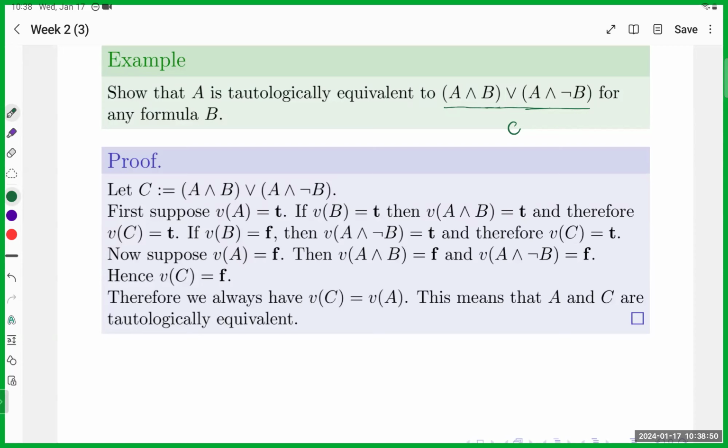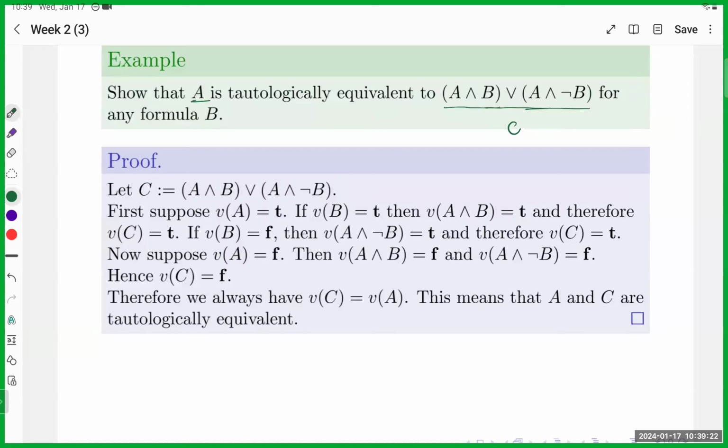So for example, here, I divided this into two cases. First case is that V of A is true, and the second case, V of A is false. So let's see. If you first assume V of A is true, then show that V of C has to be true as well. And the second case is when V of A is false.